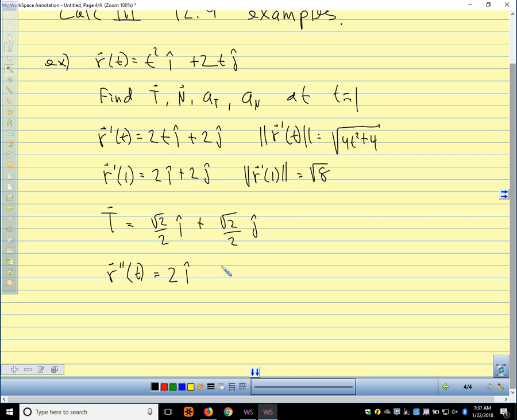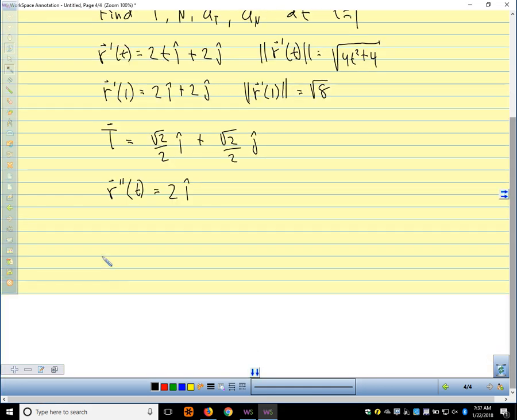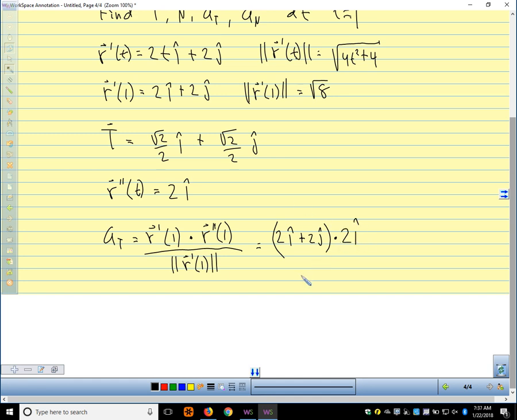2i hat. A sub t is R prime at 1 dot R double prime at 1 over the magnitude of R prime at 1. That's a nice easy quantity to calculate. So we get 2i hat plus 2j hat dot 2i hat over 2 square root 2, square root of 8.